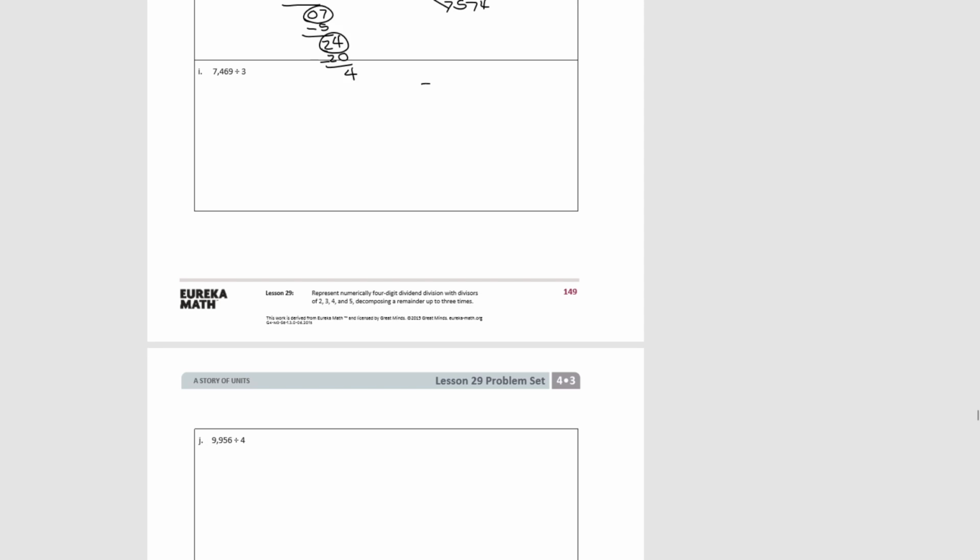7,469 divided by 3. We can put 2 thousands in each group and use 6. We have 1,000 left. We'll decompose into 10 hundreds, add it to the 4 that are there. We can put 4 hundreds in each group and use 12 hundreds. We have 2 left. We'll decompose those into 20 tens, add it to the 6 that are there.